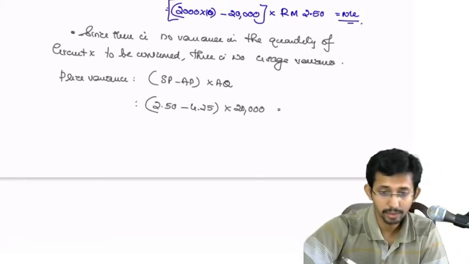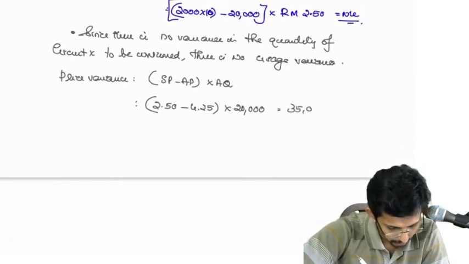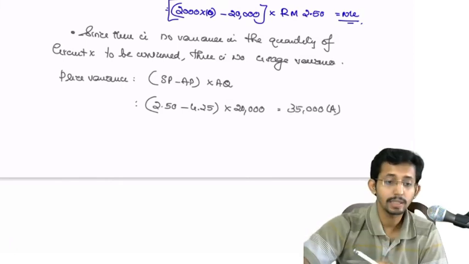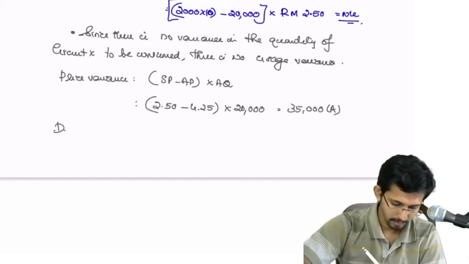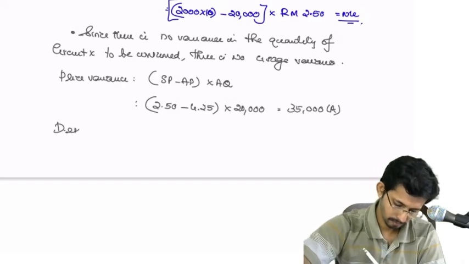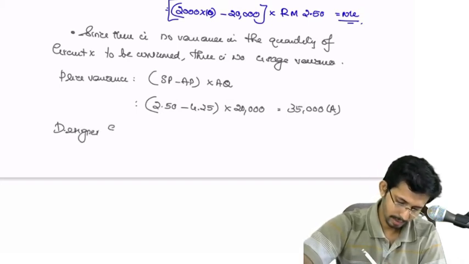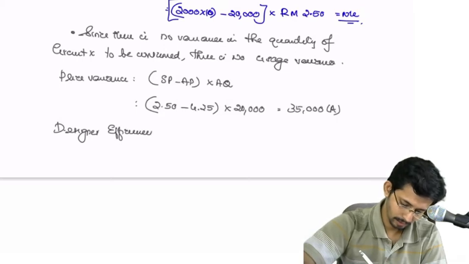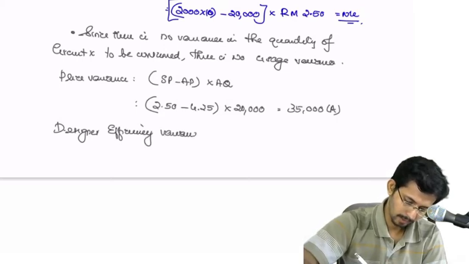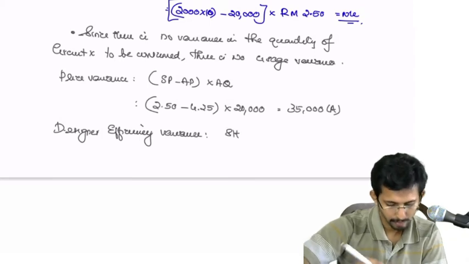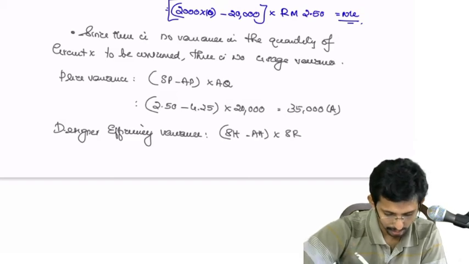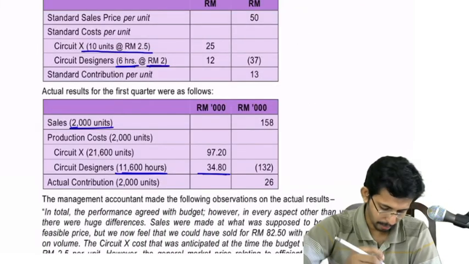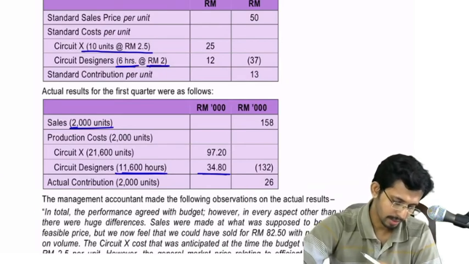So that will come to 35,000 adverse. Okay, that is price variance. Now designer variance. Designer efficiency variance: SH minus AH into SR. What is SH? Standard hours for actual production. Standard hours, actual production is 2000. Standard hours is how much? 6 into 2000.